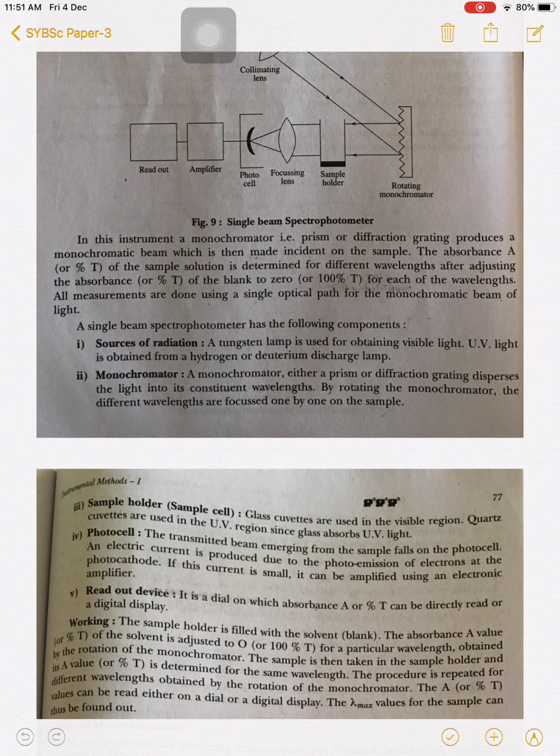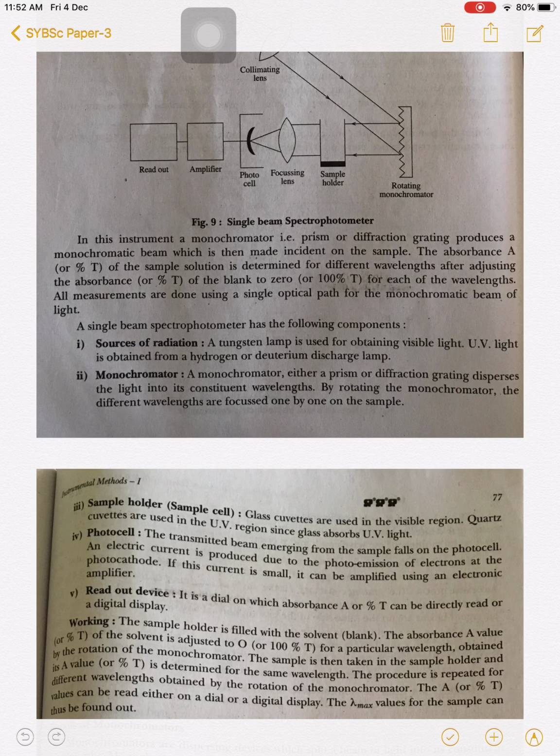So the first component is a source of radiation. Tungsten lamp is used for obtaining visible light. UV light is obtained from hydrogen or deuterium discharge lamp. So in your exam they will ask you, for the single beam spectrophotometer, the UV light is obtained from dash dash. So it is obtained from hydrogen lamp or it is obtained from tungsten lamp. Visible radiation is obtained from the tungsten lamp and UV radiation is obtained from the hydrogen or deuterium discharge lamp.